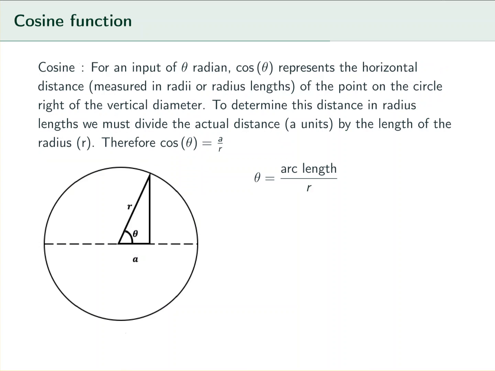So again, if you look at it in more technical terms, for input of theta, cosine theta represents horizontal distance measured in radii or radius length. Again, that means just divide by radius length of the point of the circle right of the vertical diameter. The reason we say right of the diameter is because if it goes left, we think of it as a negative value.